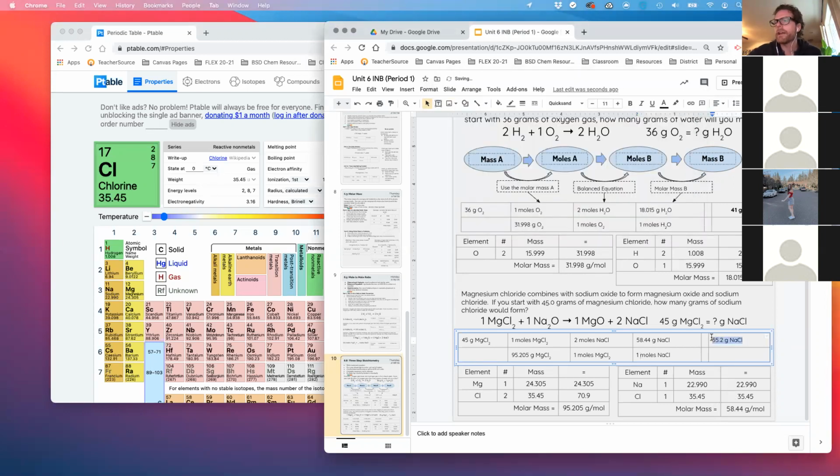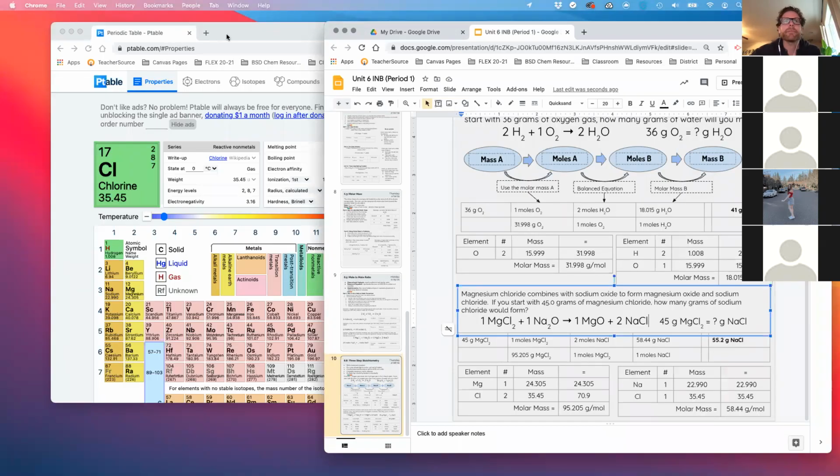55.2 grams of NaCl. Okay, so what does that mean? So that means if I start with 45 grams of magnesium chloride on this side, I'm going to end up with 55.2 grams of NaCl on this side.